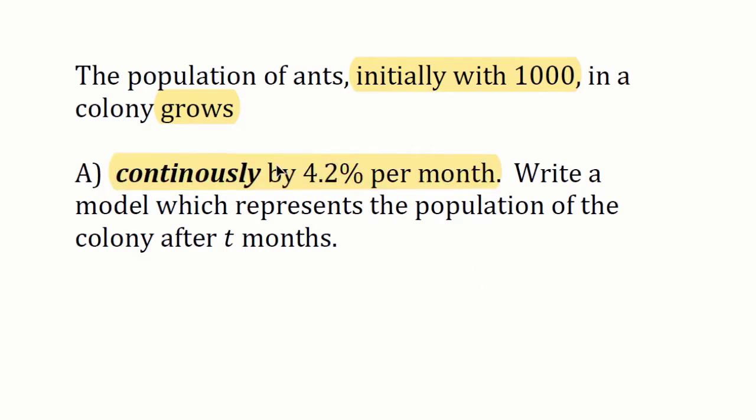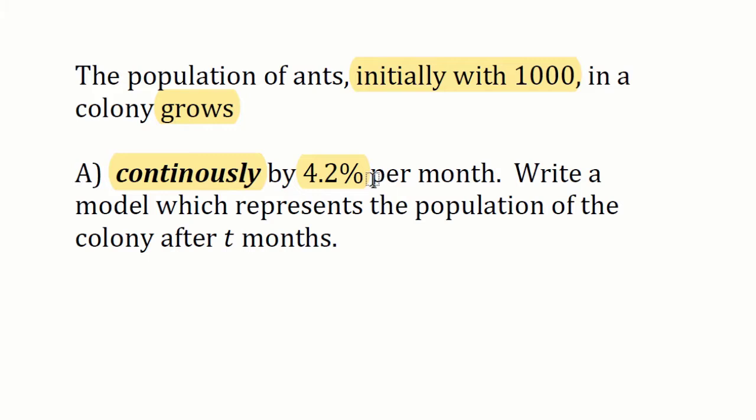All right, and so now allow me to undo this highlight right here and put down some other highlight in a more broken up way so that it catches our attention a little better. So now we have a rate right here, a growth rate, but it's clearly indicated it's a continuous growth rate. Because if we put the entire sentence together, I'm looking at the population of ants initially with 1,000 in a colony grows continuously by 4.2% per month. So this is clearly a rate, okay, 4.2% per month. It's a rate, and it's a continuous rate.